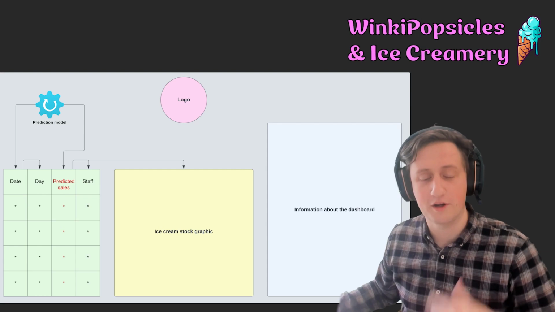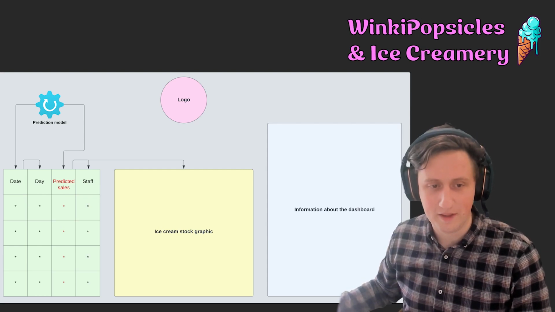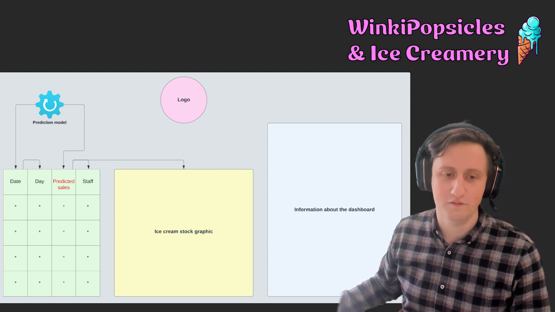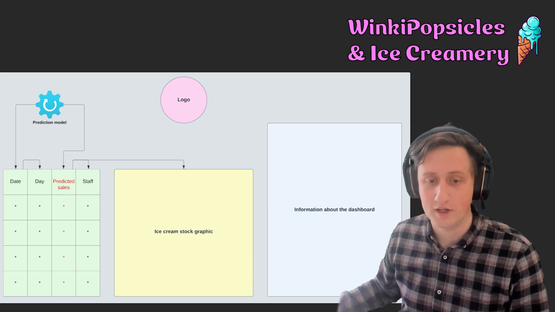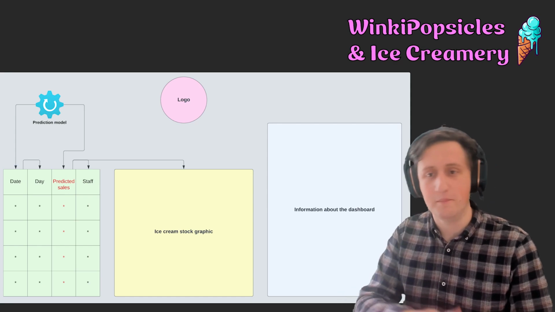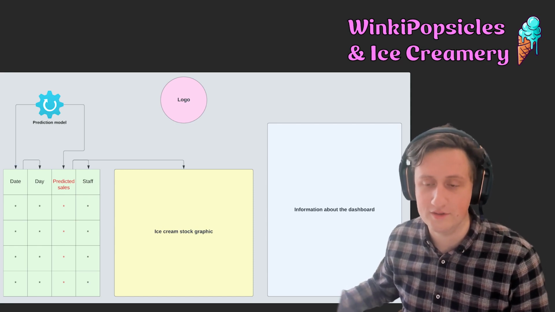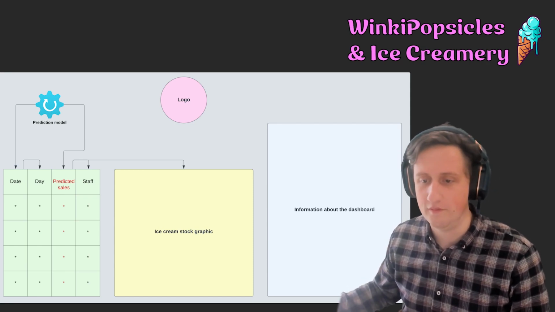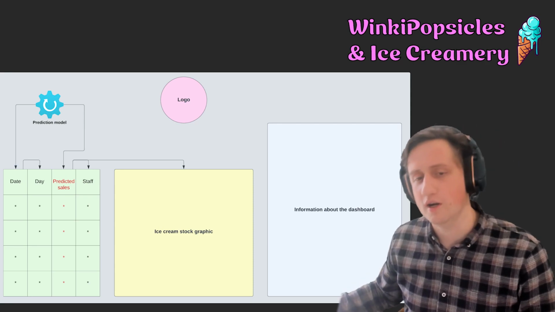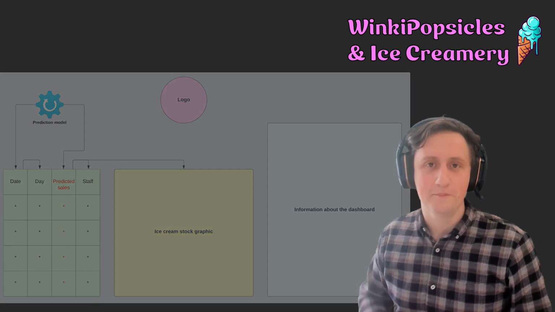So we've got our model, we're going to bring that in. We're then going to develop our table down here of the key information for our client. We're going to have a graphic displaying the different amounts of each flavour that we predict will be required in this time period, and a little bit of information about the dashboard, and we'll create a little logo as well. So without further ado, here it is.